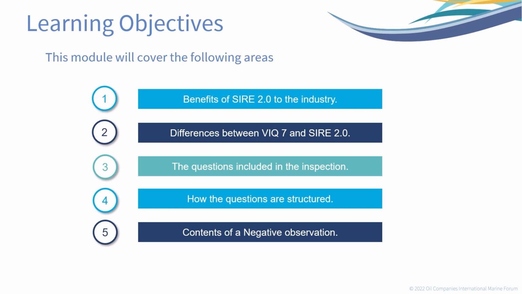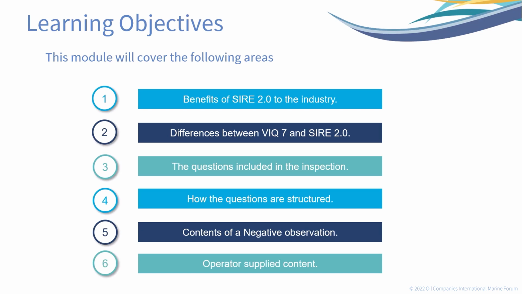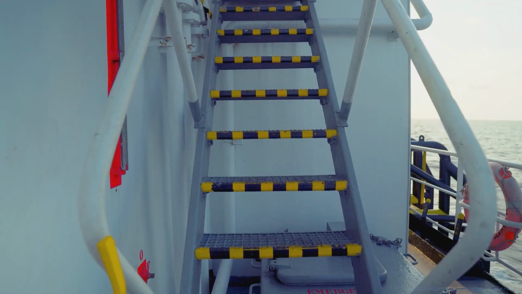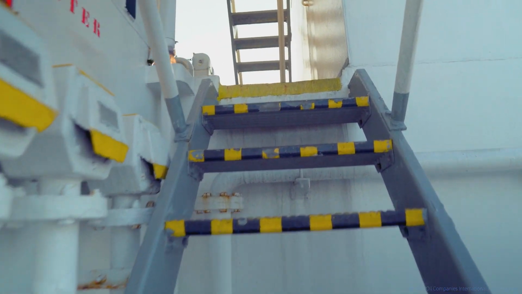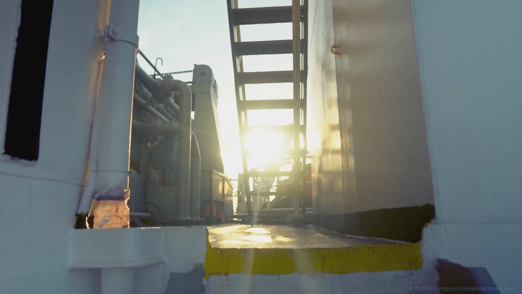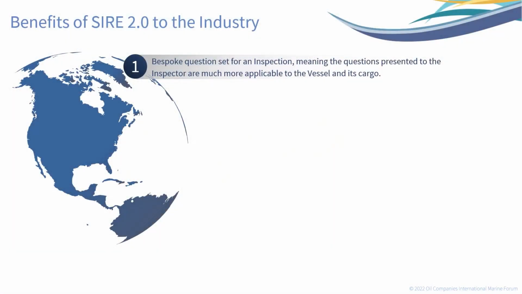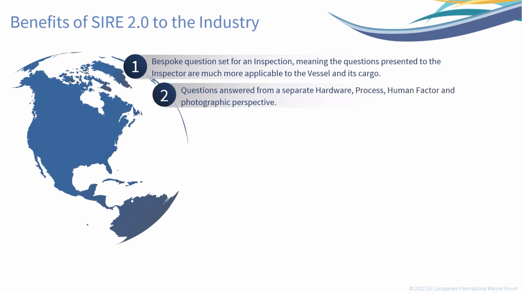And finally, we will look at the information that will be supplied by the operator to enable accurate compilation of the question set. The OCIMF Enhanced Vessel Inspection Program will focus on improving and strengthening vessel inspections by implementing a number of initiatives, including a bespoke, ship-specific set of questions for each vessel inspection called the Compiled Vessel Inspection Questionnaire (CVIQ), with all questions applicable to the type of vessel and cargo. Questions answered from a separate hardware, process, human factor, and photographic perspective.